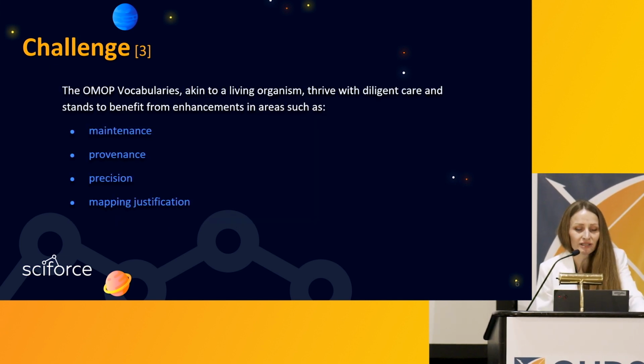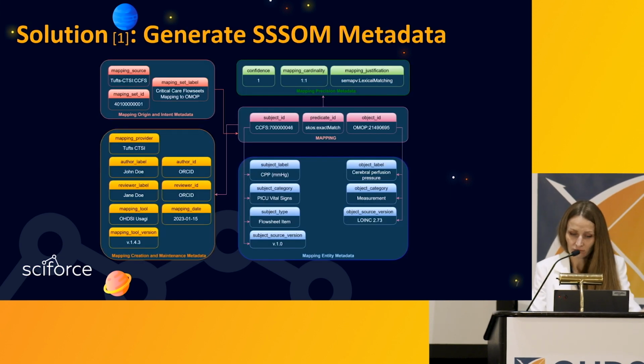So that's why we have to take care of the OMOP vocabularies first. We need to support them to maintain the vocabularies, and also we need enhancement in the area of provenance, precision, and mapping justification. So our solution is prioritization of the vocabulary usage and generating mapping precision metadata.